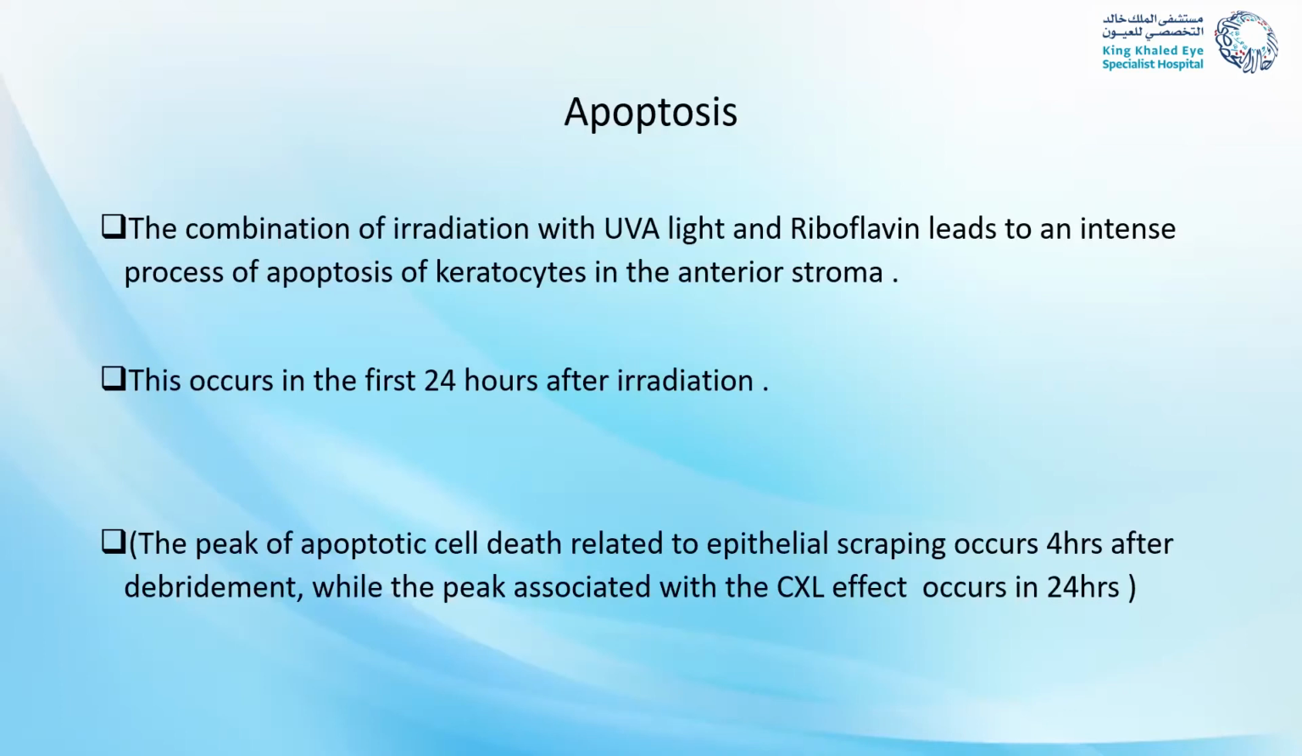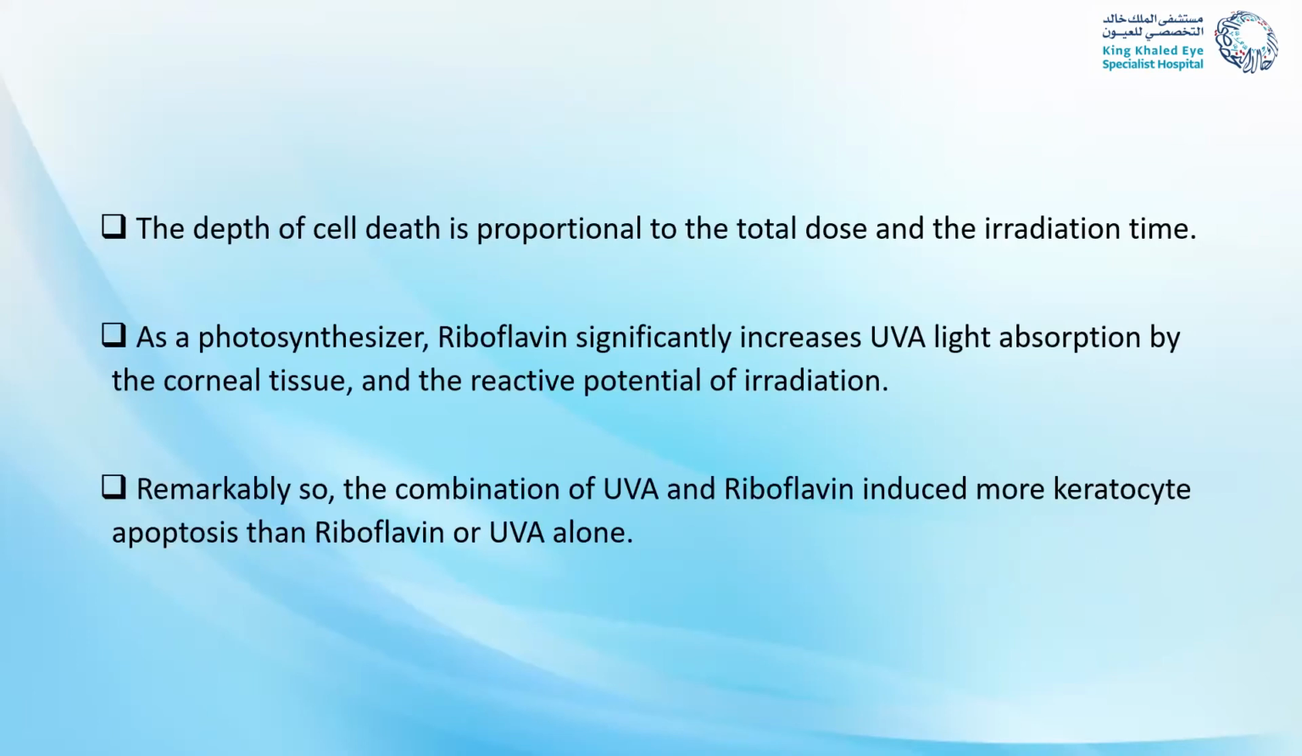We have to know also that like any case scenario where the epithelium is scraped, there is apoptosis again in the cells, but it usually happens 4 hours after debridement, and it's usually a lot milder. So there is apoptosis, it's a lot milder and more subtle compared to the apoptosis that's happening from cross-linking. And the depth of cell death is proportionate to the total dose or the total fluence and the time of irradiation. So the higher the total dose that you are using, or the higher irradiation time, the more apoptosis and the more reaction and the more cell death is going to happen.